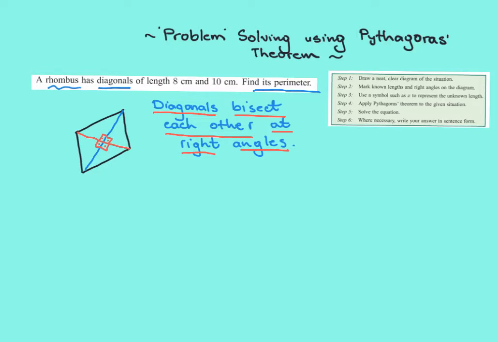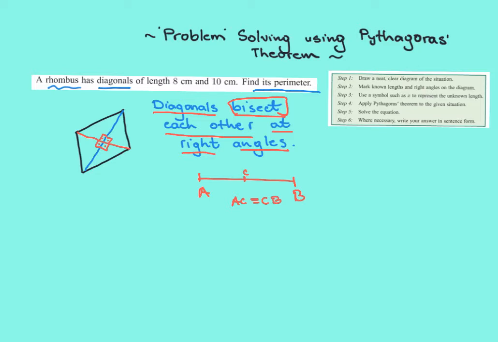So what does bisect mean as well? If we have a line from A to, let's say, B, and if we say that point C bisects line AB, then we are saying that AC is equal to CB lengthwise. Okay, so that's what we know.